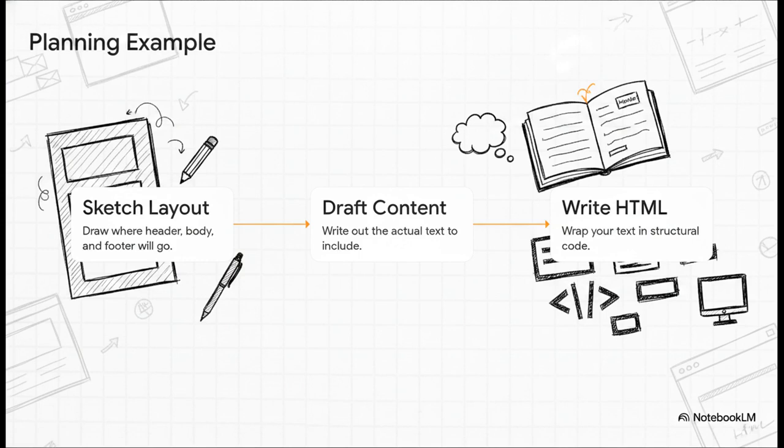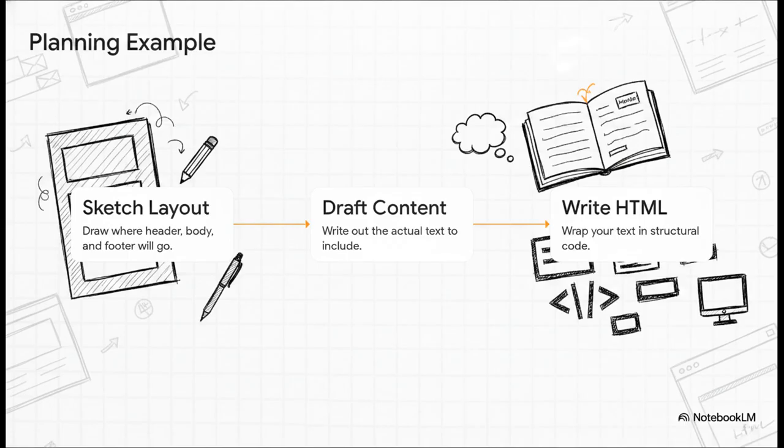Let's walk through a worked planning example. When you sit down to build your own site, just follow these 3 steps. Step 1, sketch the layout. Literally grab a piece of scrap paper and roughly draw where your header, body, and footer are going to go. It doesn't have to be pretty. Step 2, draft your content. Write out the actual text you want to say before you even stress about the code. And then finally, step 3, write the HTML.